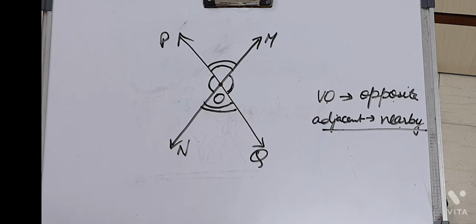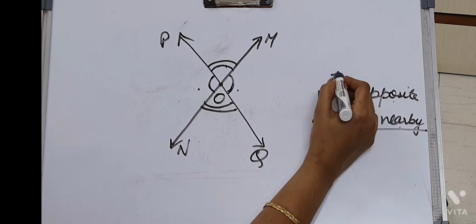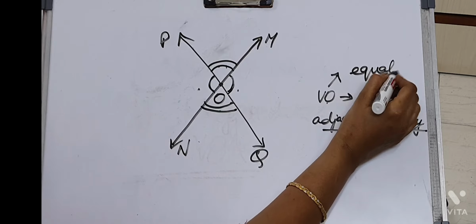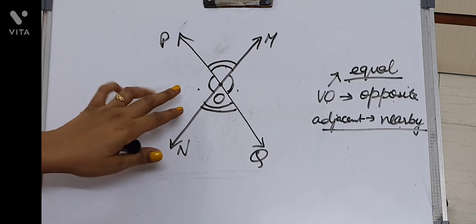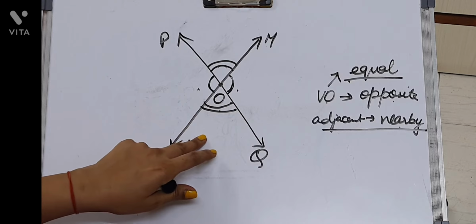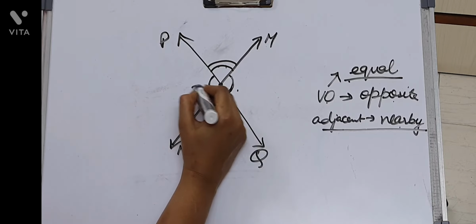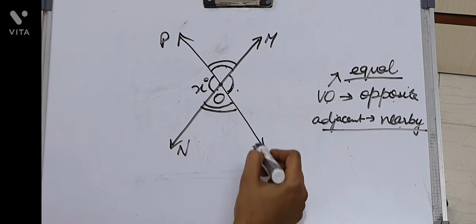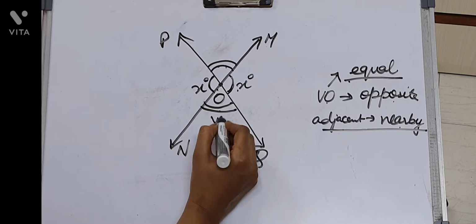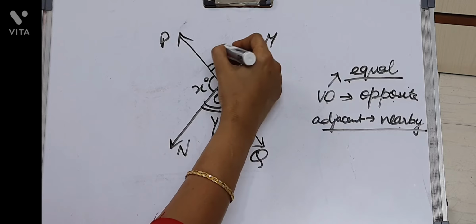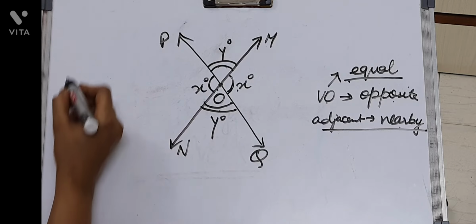Now the condition here is that vertically opposite angles are always equal. This is the property: when two straight lines intersect at a point, two pairs of vertically opposite angles are formed here. So these angles are equal. That means if angle PON is x degree, then MOQ is also x degree. If NOQ is y degree, then POM is also y degree. So there are two pairs of vertically opposite angles formed.